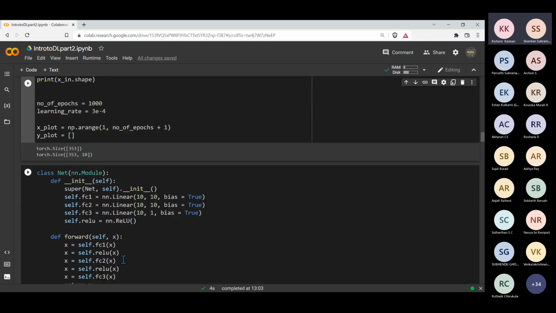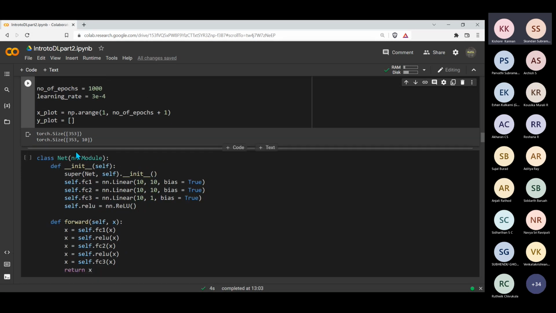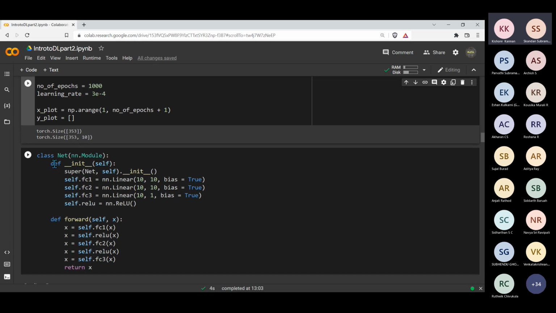Okay, so now let's define the neural network using the nn.Module. This is a nice way to define the neural network. Here we define a class called Net, and we inherit the properties of nn.Module. Then, first in the __init__ function, we define all the layers that we need for the network.